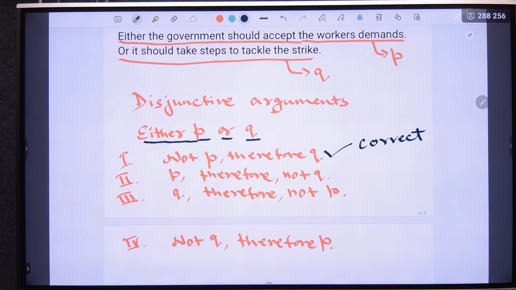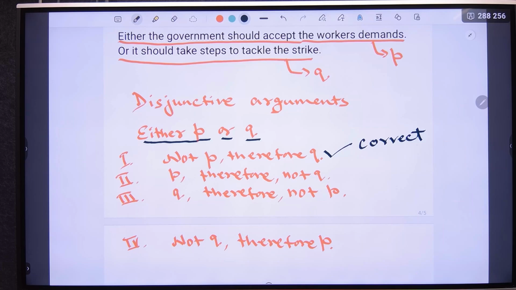P therefore not Q. So what does it say? Either the government should accept the workers' demand or it should take steps to tackle the strike. This was the condition, either P or Q. यहाँ पे the government, अगर हम inference निकालते हैं not Q का, तो वो inference क्या होगा? Government need not take any steps to tackle the strike.